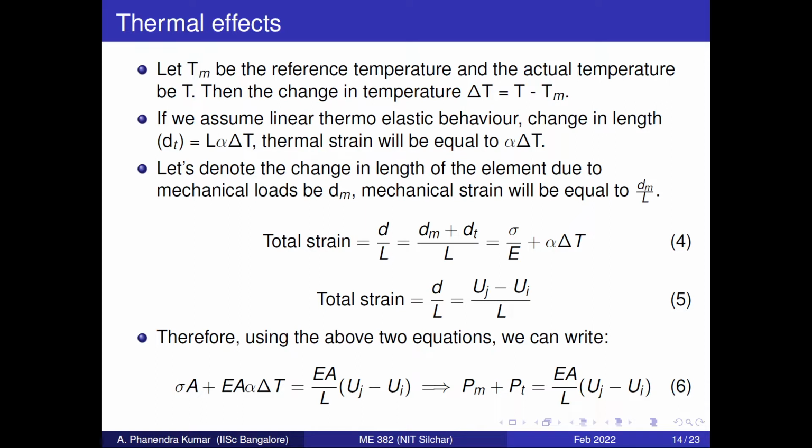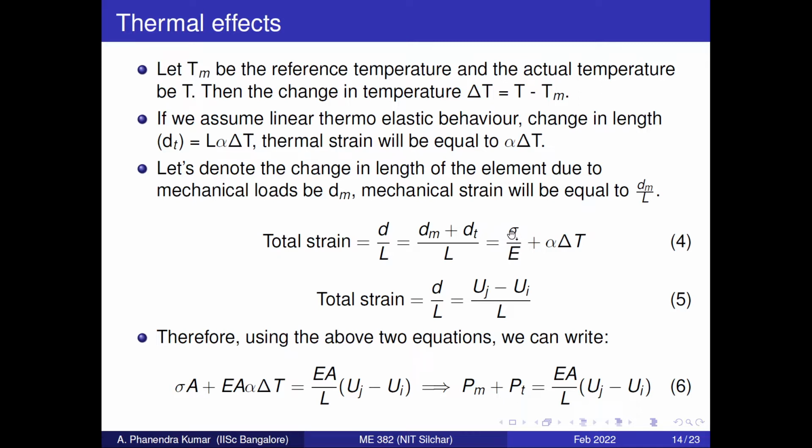Along with these thermal effects we will also have the mechanical loads on the member. Let's say the change in length due to those mechanical loads is dm, then the mechanical strain will be equal to the change in length due to the mechanical loads, that is dm, divided by the length of the member L. The total strain will be a combination of the mechanical strain and thermal strain, that is dm by L plus dt by L. We know that dt by L will be equal to alpha delta T. This is the contribution from the thermal part, and this is the contribution of strain from the mechanical part.